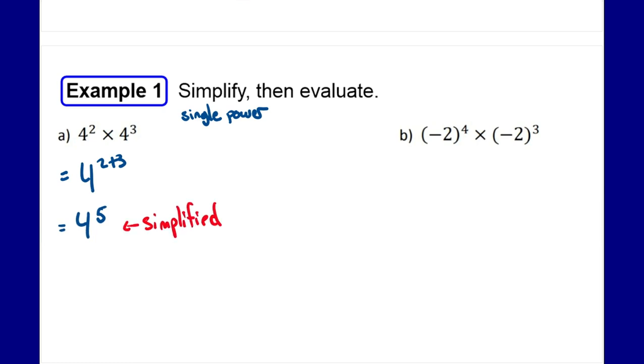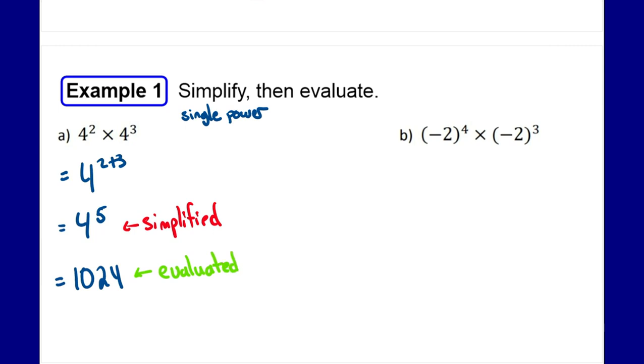So when I simplify, that's what we're talking about. The next step is to actually evaluate it. And if I plug 4 to the power of 5 into my calculator, I get 1024. This answer is the evaluated answer.